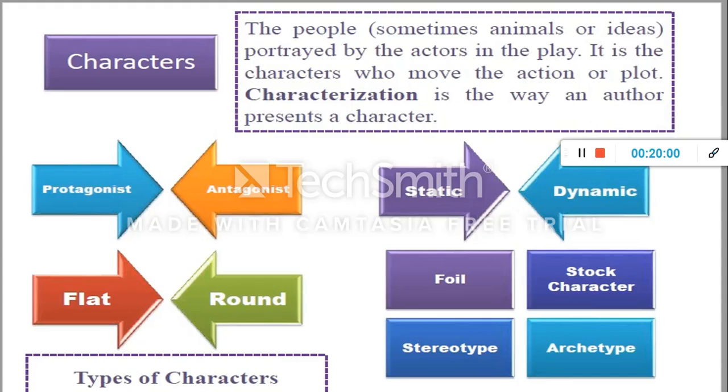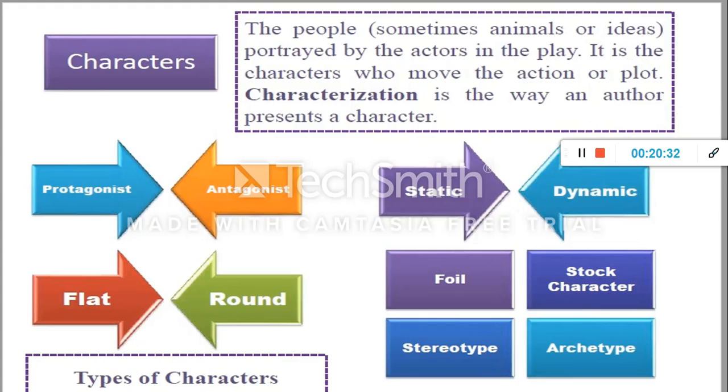We have different types of characters, and we also have another class about types of characters, but for the time being, let us just know their names, to remember when the lecture about the characters comes. We have the protagonist and the antagonist, which are just the opposite, as these arrows show. We have flat and round characters, static and dynamic characters, foil and stock characters, as well as stereotype and archetype characters.